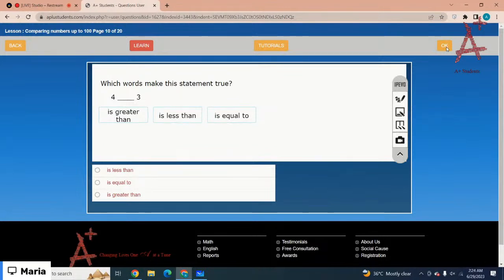Which words make the statement true? 4 and 3, which is the correct option? Very good. 4 is greater than 3.